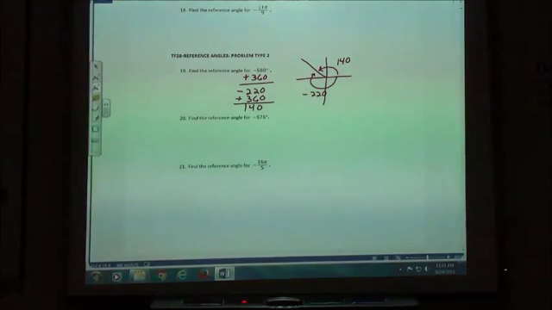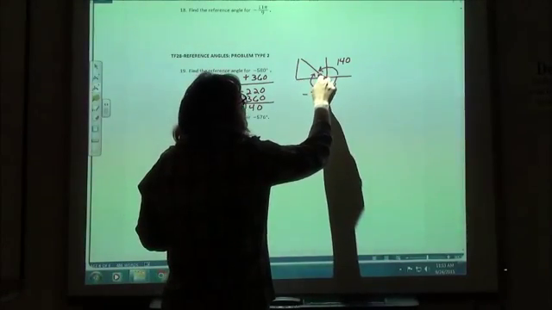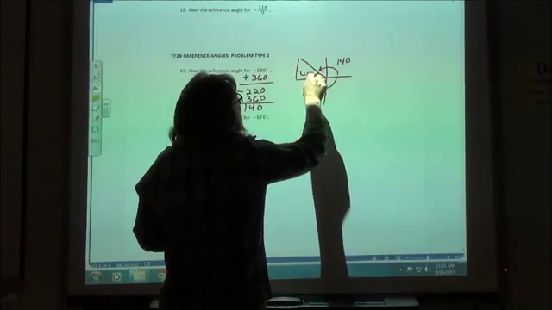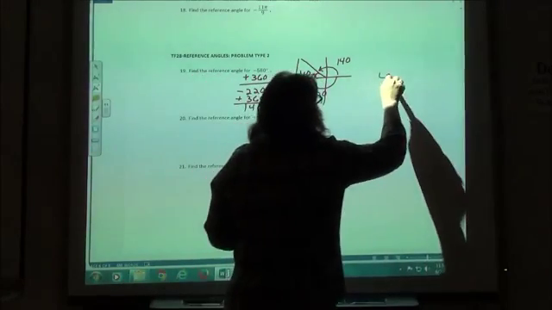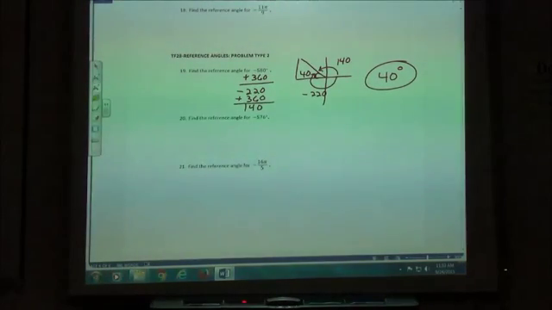So I want my reference angle. What do I have left for this angle in here? Well, that angle in there would have to be 40 degrees. Since we're in degrees, we don't have to convert this one to radians. So 40 degrees is going to be my reference angle.